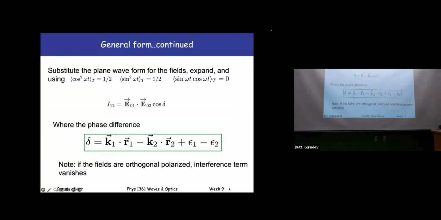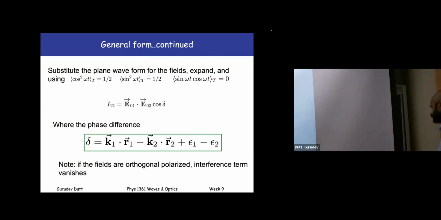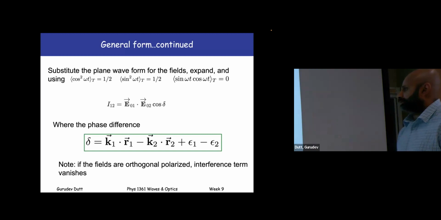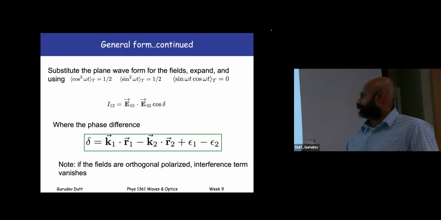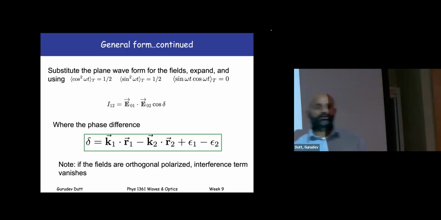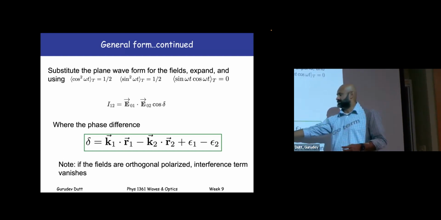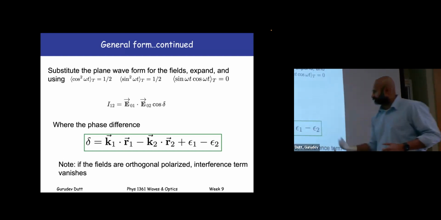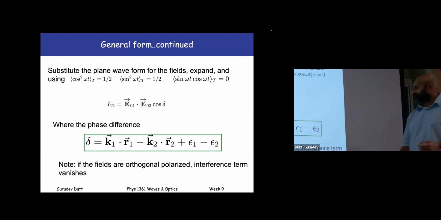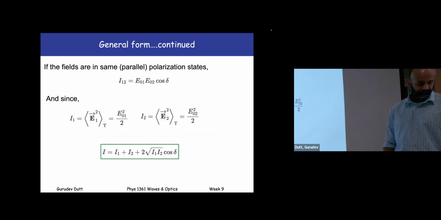And so that is our formula. The 1/2 and the 2 cancelled out from that earlier derivation, because there was a 1/2 from the cos squared, and then there was a 2 from the 2 E1 dot E2. So we got E01 dot E02 cosine delta, but delta is exactly that formula that I just derived on the board. And again, if the fields are orthogonally polarized, the interference term vanishes.